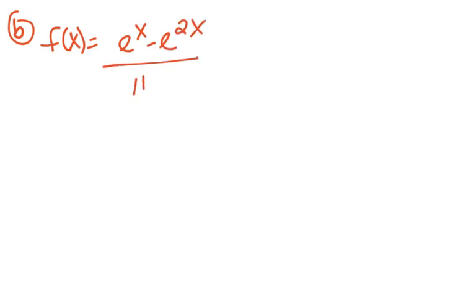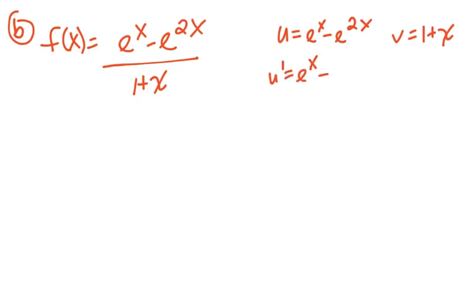B. F of x is equal to e to the x minus e to the 2x, whole over 1 plus x. This is quotient rule, guys, right? So your u is e to the x minus e to the 2x. Your v is 1 plus x. Your u prime is e to the x minus, and this is e to the u times u prime, so I'm going to write it like that. And my v prime is 1. Here we go. So we have u prime v minus uv prime all over v squared.